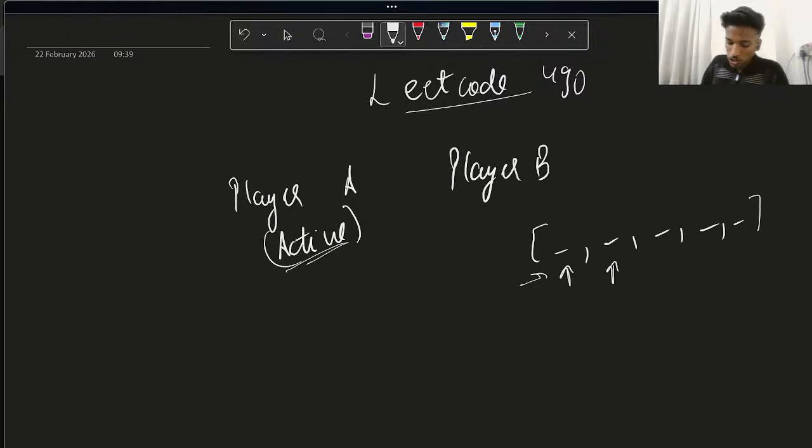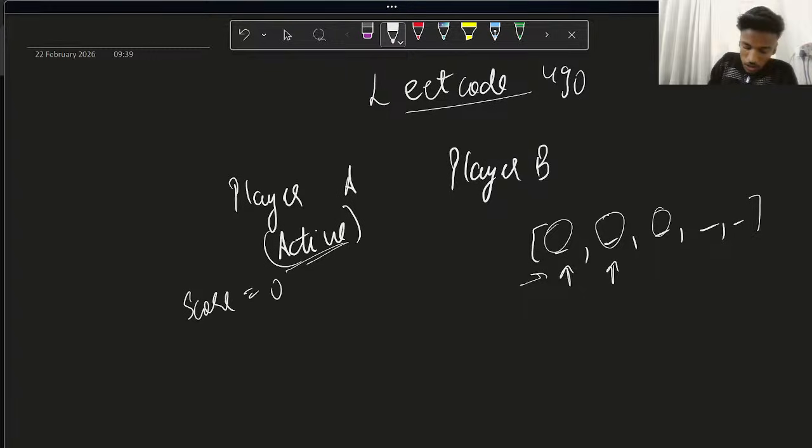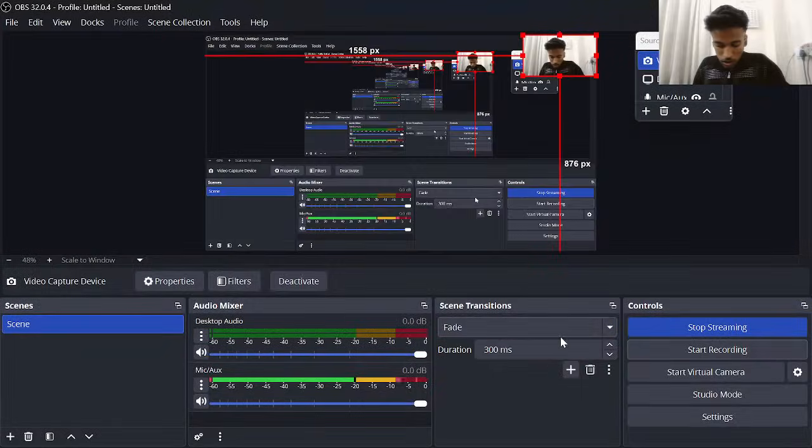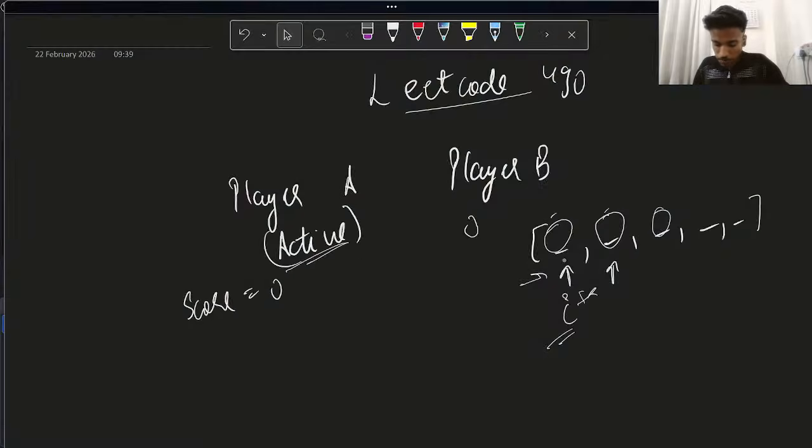So what you need to do is, these values, whatever the value is, will get added to the score. Initially both have score 0, and these values will get added to the score of the active player. Now how will you decide at the ith index which player is active? For that you are given some rules that you have to follow sequentially.